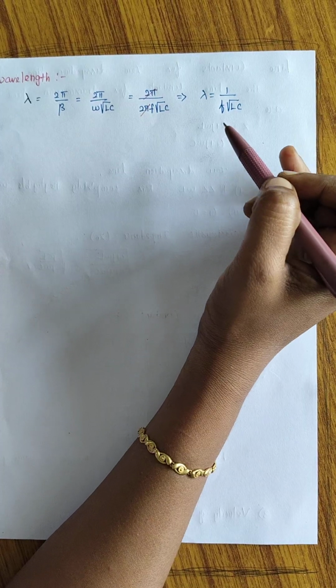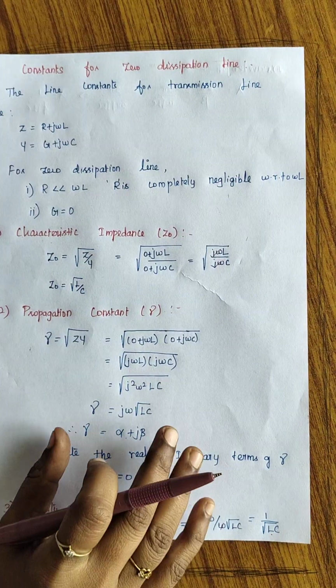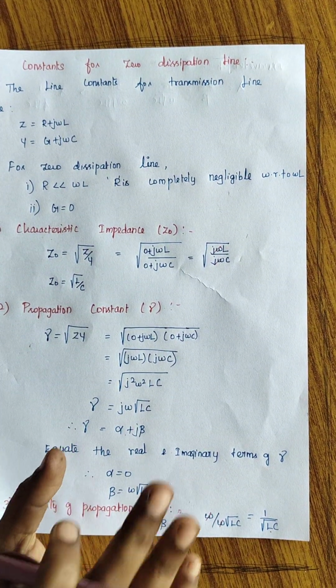So that's all about the line constants of a transmission line under the condition of dissipationless.